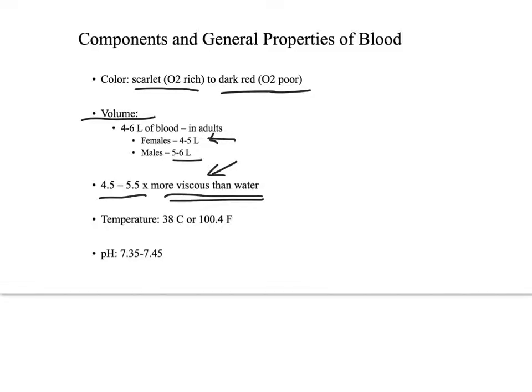Okay, blood is 4.5 to 5.5 times more viscous than water. So viscosity is like how thick something is. So think about maple syrup and Karo syrup, or even motor oil. The thicker something is, the more viscous it is. Or you can think about a milkshake and orange juice. Okay, so the milkshake would be more viscous.